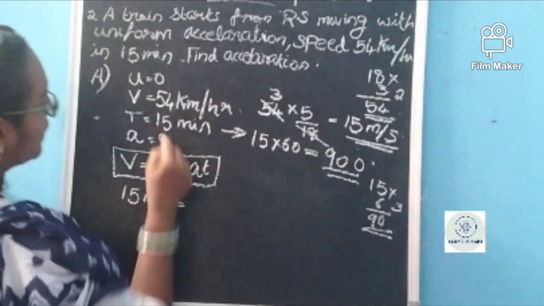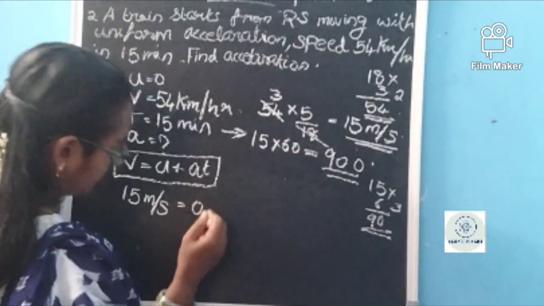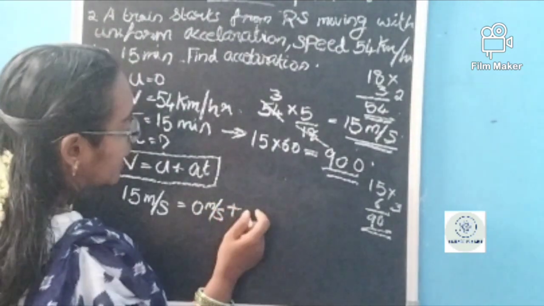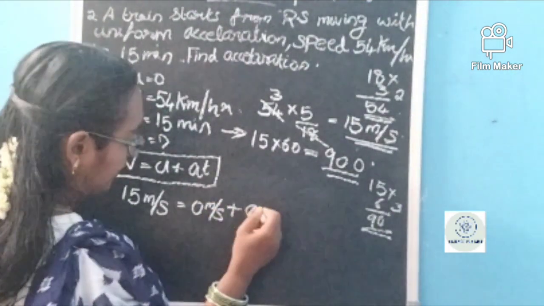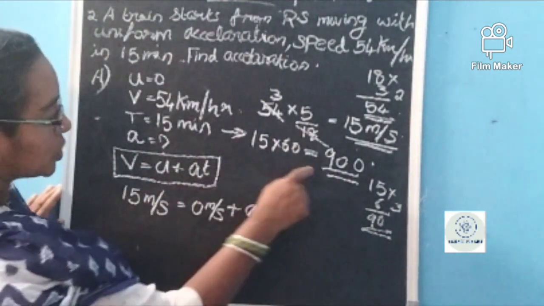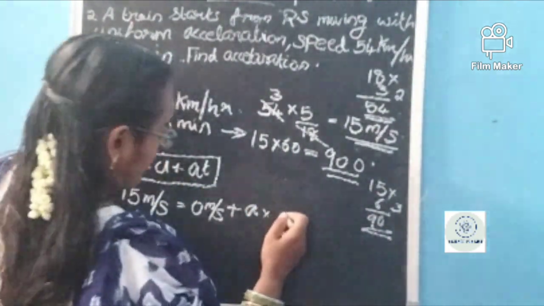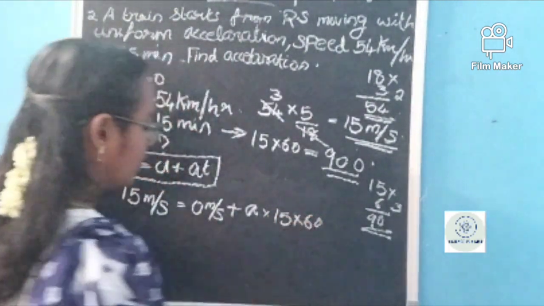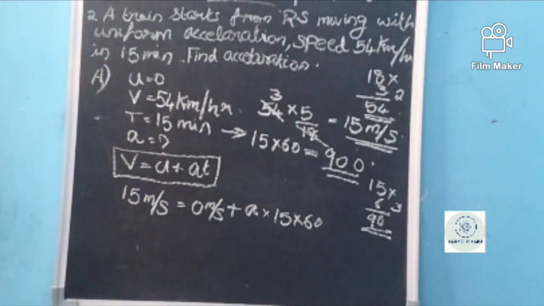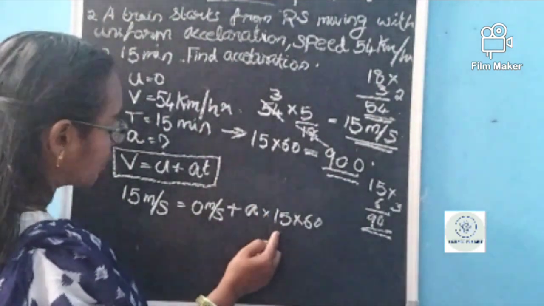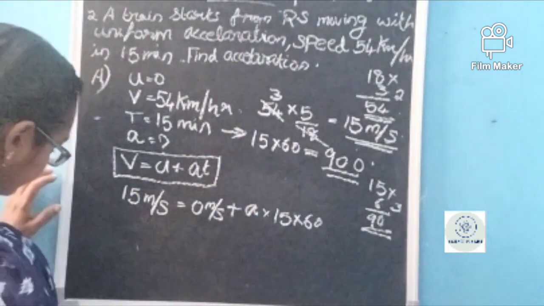Okay, is equal to what is the initial velocity? 0 meter per second plus A is unknown. A into what is T? T is 15 into 60. Here 15 is there, so need not multiply anything. 15 into 60 is enough. Okay. So how can we find out A? We have to take it that side, right?